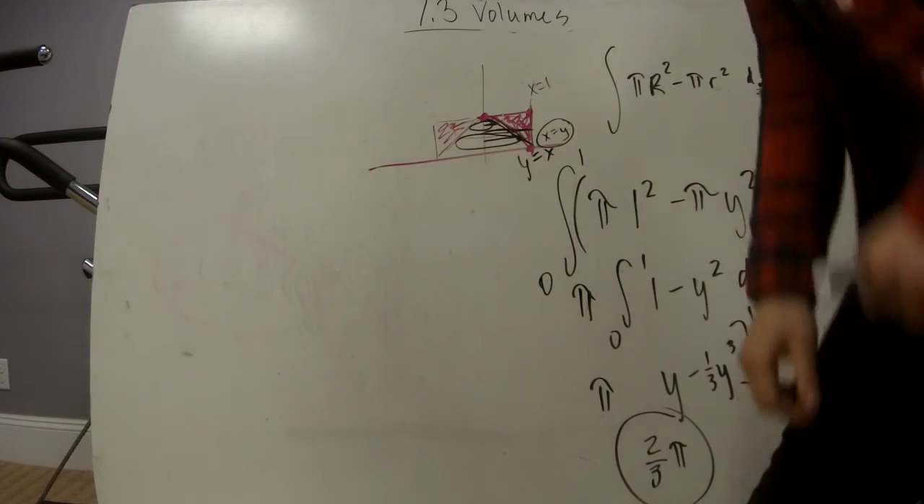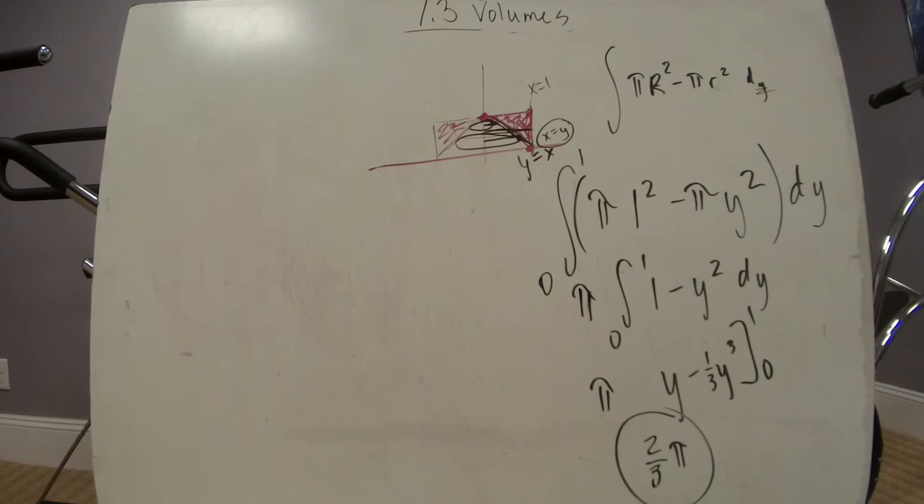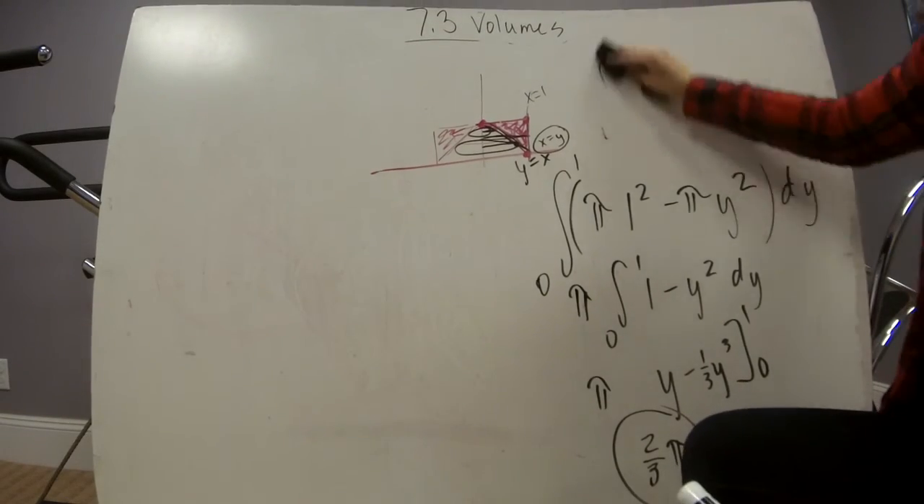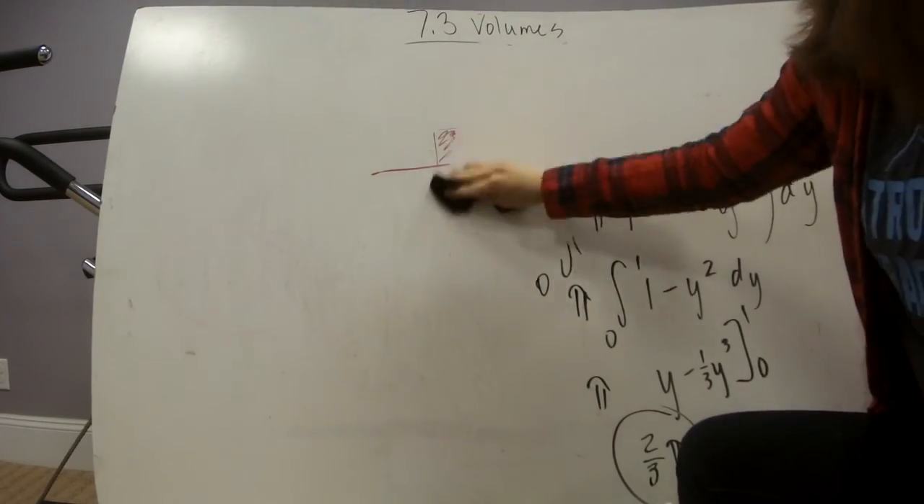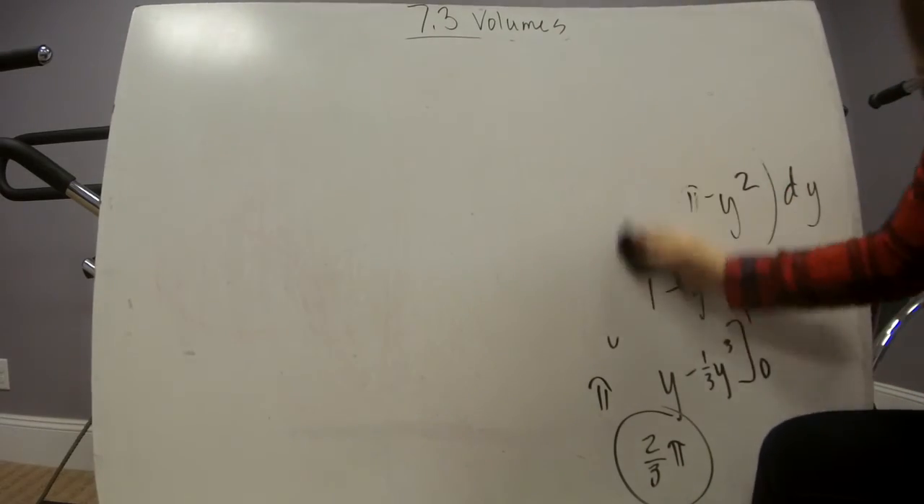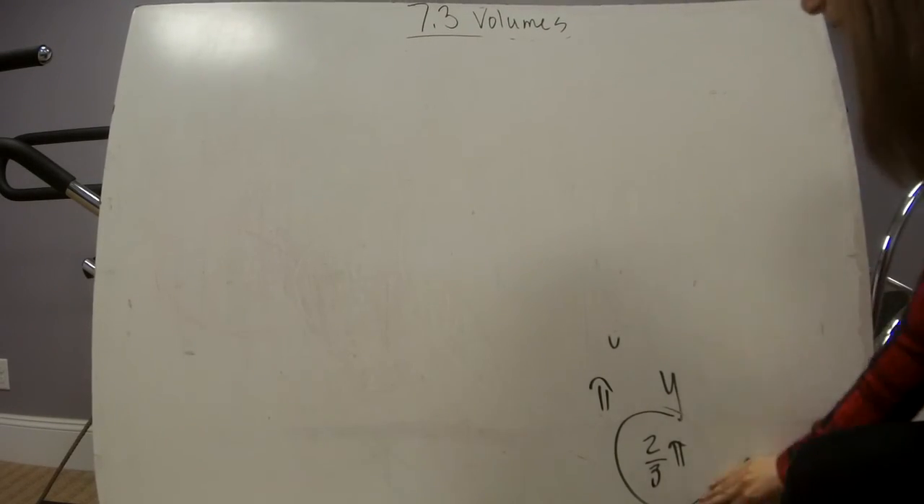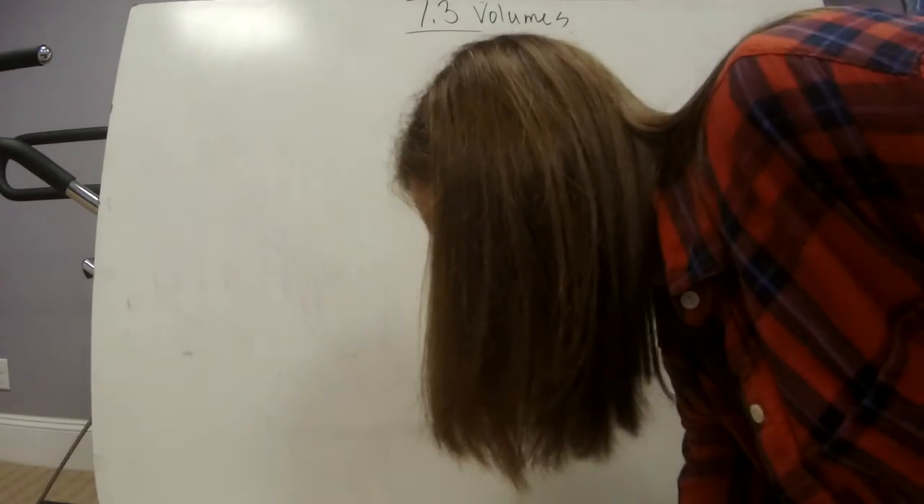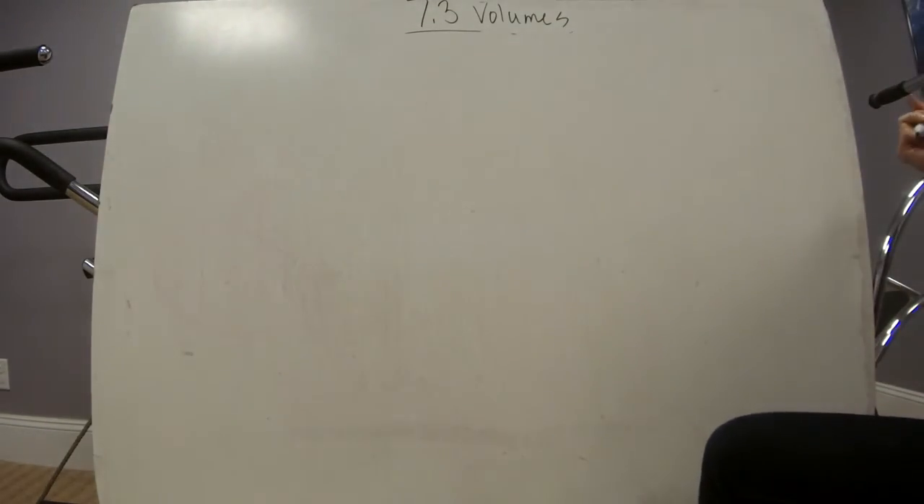There we go. Alright, we got one more. Doing great, hanging tight. So this one is going to be super crazy because it's still volumes, it's still revolving, but it actually does not even have us revolve it about an axis this time. It has us revolve it around a different line.